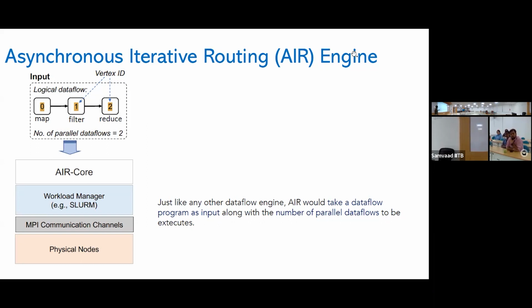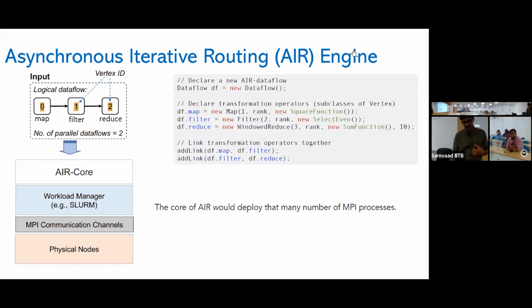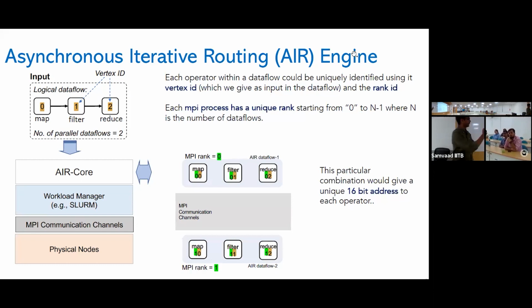The core of AIR would take this input and deploy that many MPI processes. So here we mentioned the parallelism as 2, which means that this would be treated as a single MPI process and deploy that many parallel data flows. If you want to look at the code, this is how we generally define the data flow, where you define the operators and establish the connections among these classes. And after the deployment, it would look something like this.